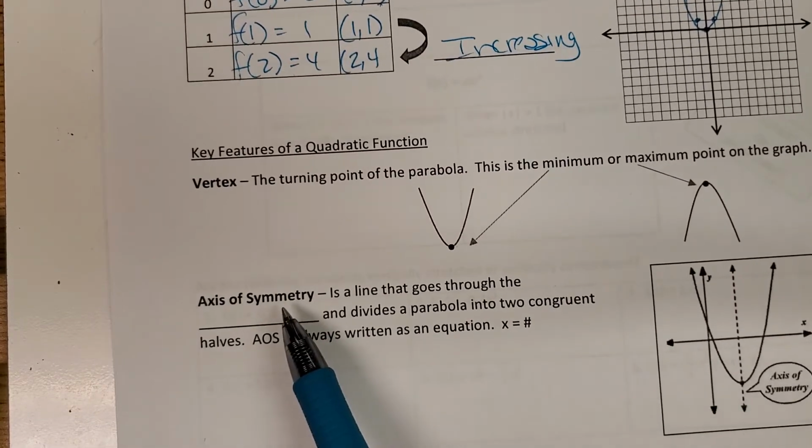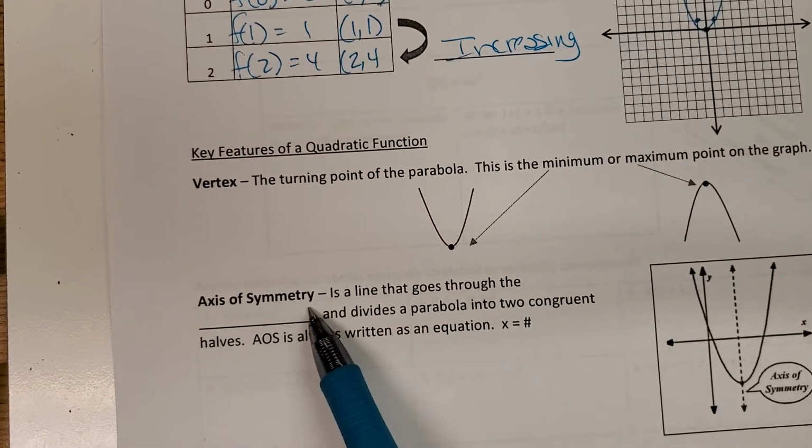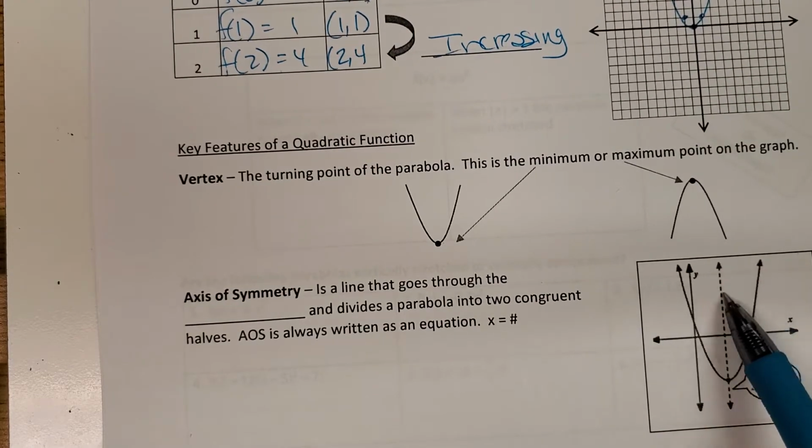The other thing, another feature, is the axis of symmetry. See this little dashed line in our picture? That's the axis of symmetry.